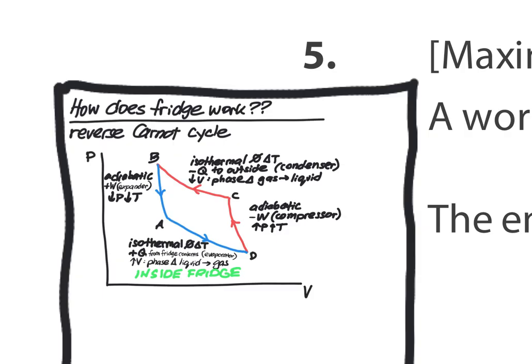So basically, you start off with the compressor, and what the compressor does, it does work on the gas. So it's negative work for the gas, and as a result of work being done on the gas, the pressure and the temperature increase. So C. Then we have isothermal. There's no change in temperature, but heat is pushed out to the outside. That's called the condenser in the fridge.